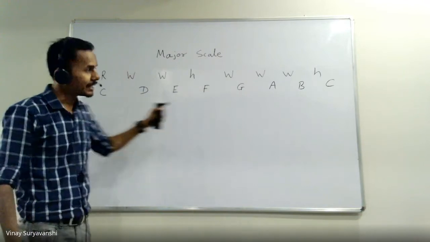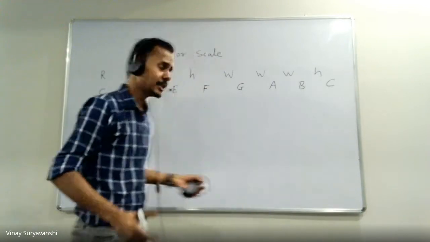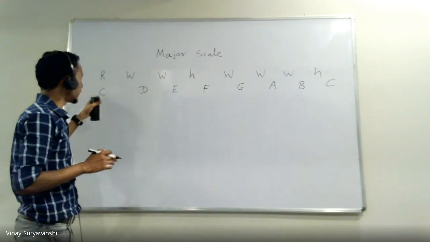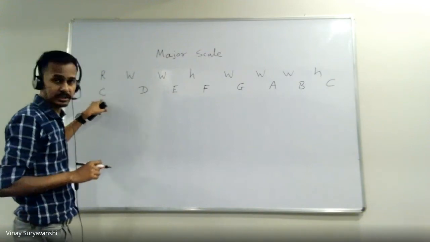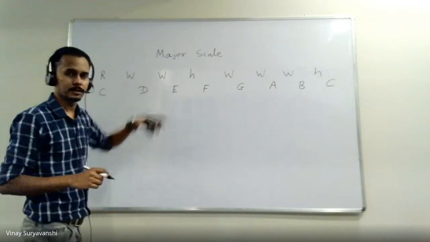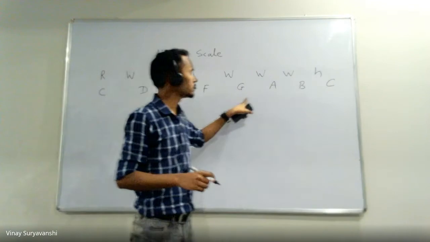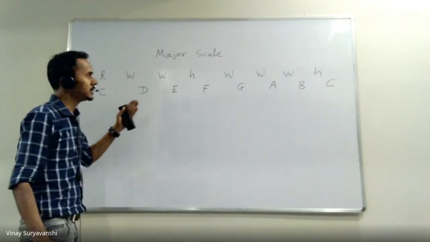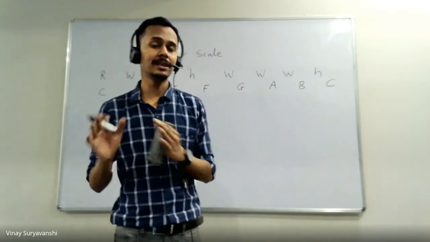So this collection which you have is called major scale. It's very simple. What we did, we started on some root note, in this case C, and then we followed this pattern. We took whole step, half step, whole step, whole step, whole step, half step, and we got these notes: C, D, E, F, G, A, B, C. So in C major scale, you have C, D, E, F, G, A, B, C.